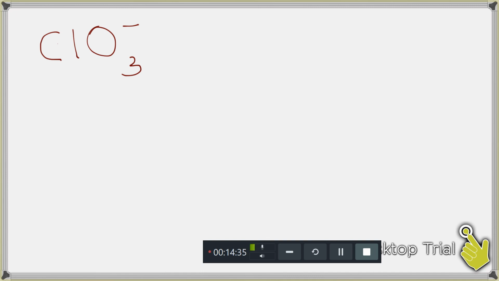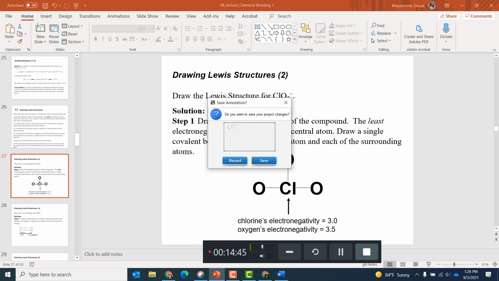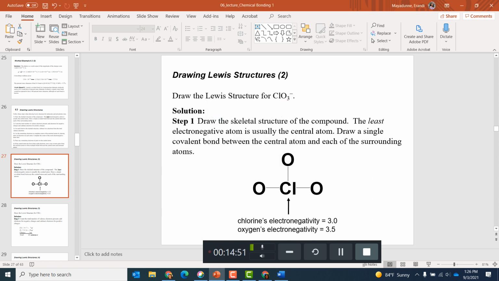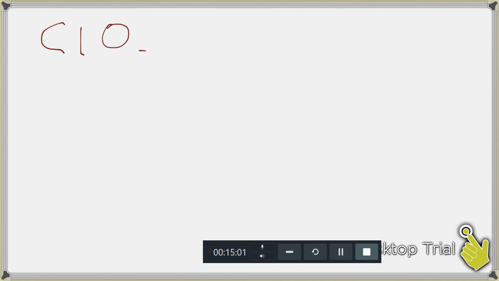Chlorine and oxygen: when you compare the electronegativity, chlorine's electronegativity is 3, oxygen's electronegativity is 3.5. So the least electronegative element goes to the center. In that way, chlorine goes to the center.